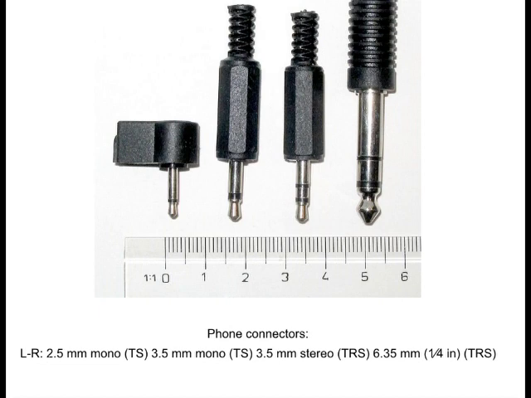The 2.5mm connector is a very tiny version of a phono plug. It is used in some applications to connect microphones to wireless transmitters or video cameras. The figure shows phone connectors. From left to right, 2.5mm mono, 3.5mm mono, 3.5mm stereo, and 6.35mm.